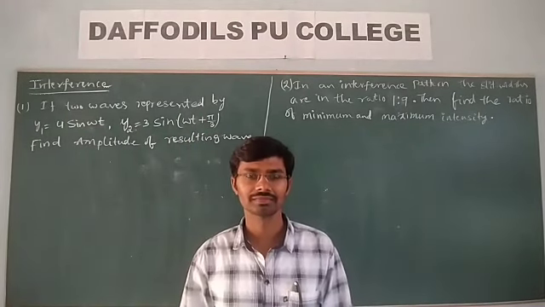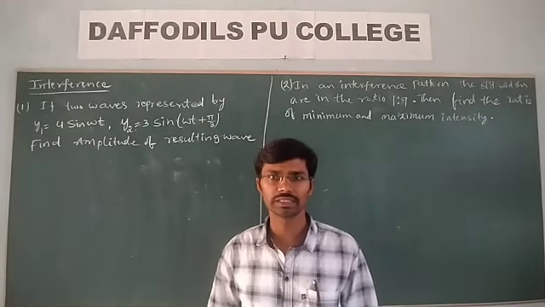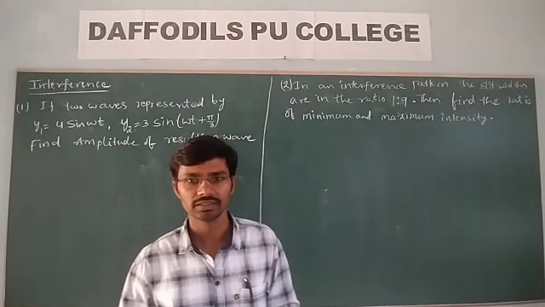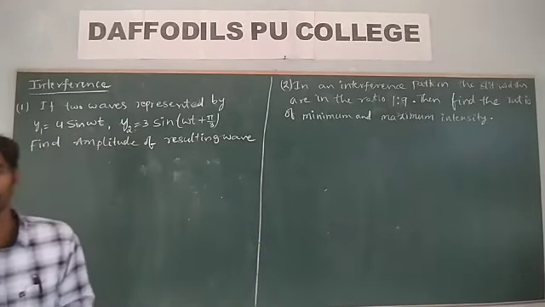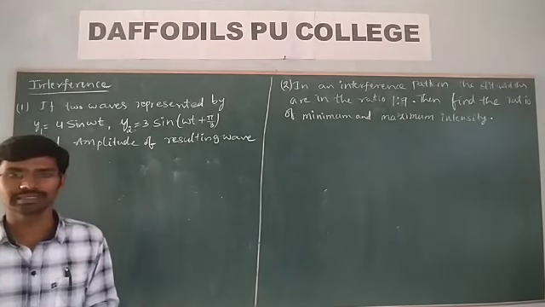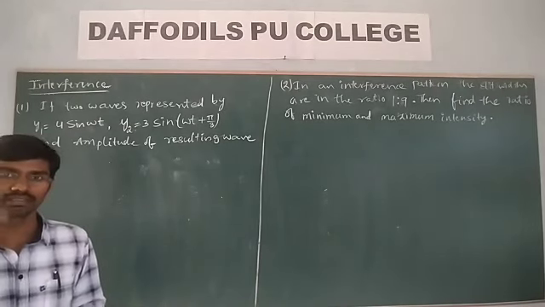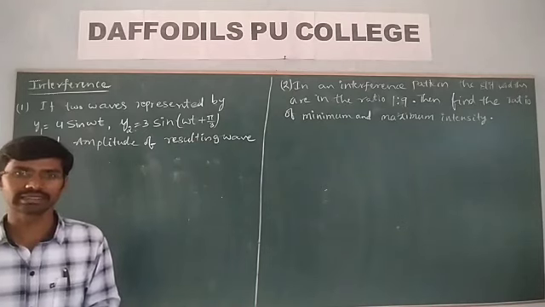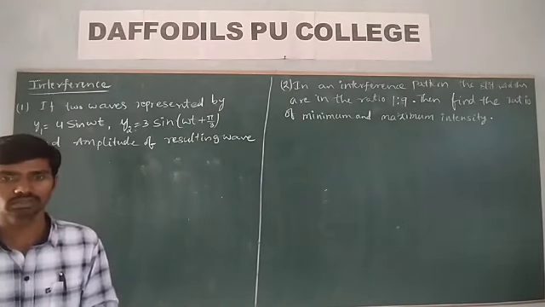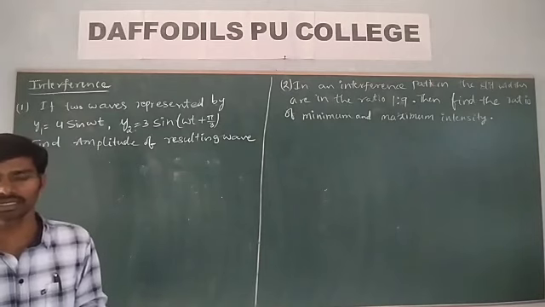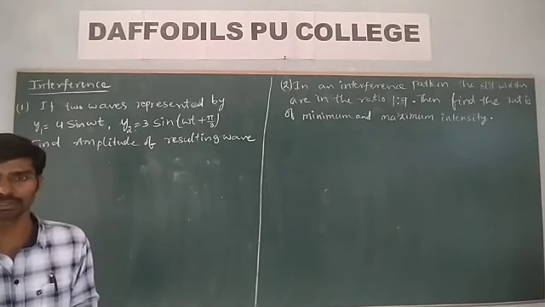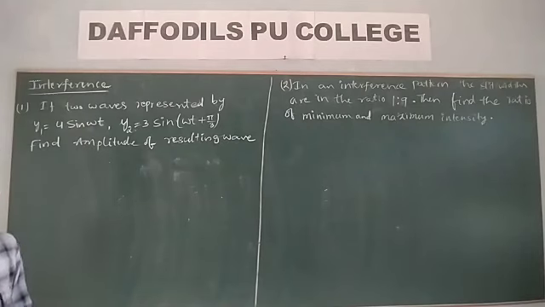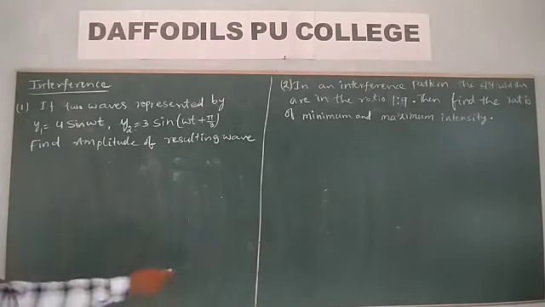Hello students, today we are going to discuss a few examples regarding the interference of light. In last class we saw the resultant amplitude of two waves in interference, and we also discussed the resultant intensity. How can you find the resultant intensity or amplitude depending upon the given information? Let us try to discuss this.